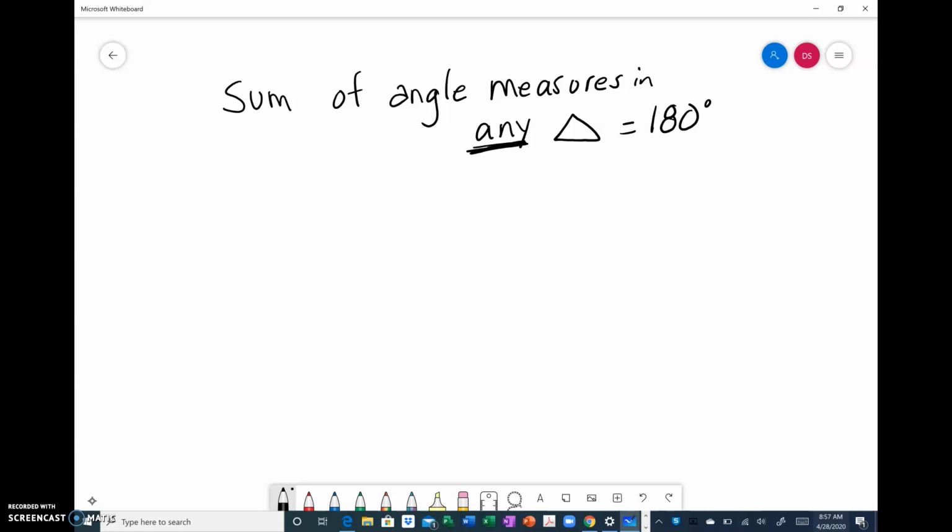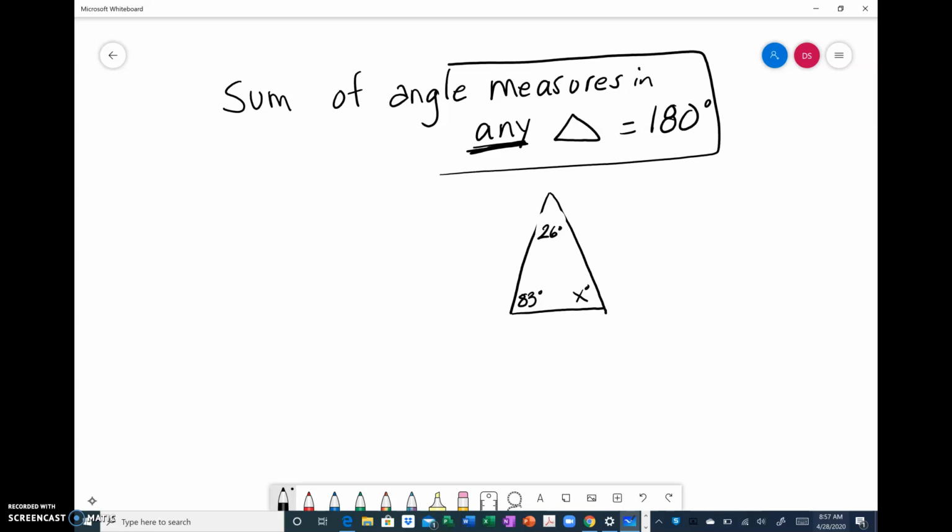And you can see in example 1, a triangle there with 3 degree measures. Whoops, that's not a 3, it's supposed to be 26 and 83. Okay, so we'll just start with this one. Knowing this very important fact right here will allow you to answer the question in example 1. Okay, and I'm going to remind you again, plug in what you know.